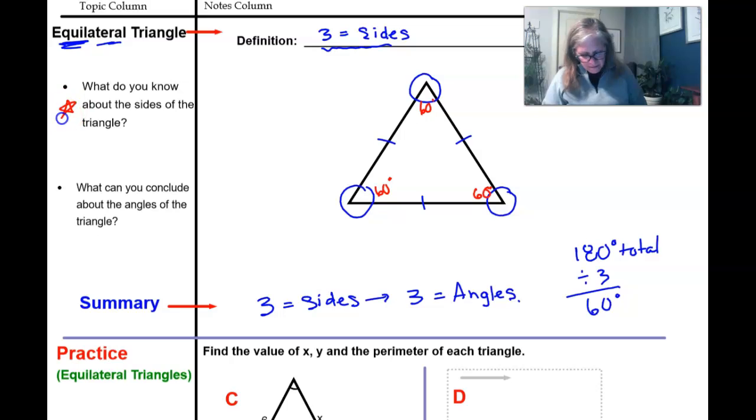Right up here, things to think about. What do you know about the sides of the triangle? They are all equal. What do we then know about the angles of the triangle? They will all be equal. In fact, 60 degrees, every single one of them.